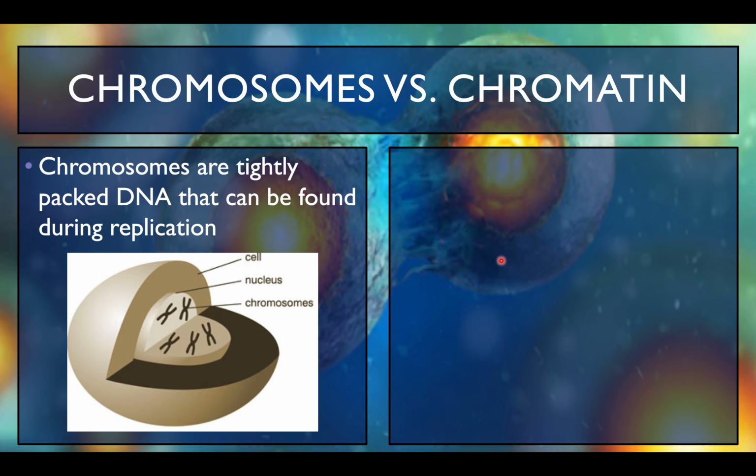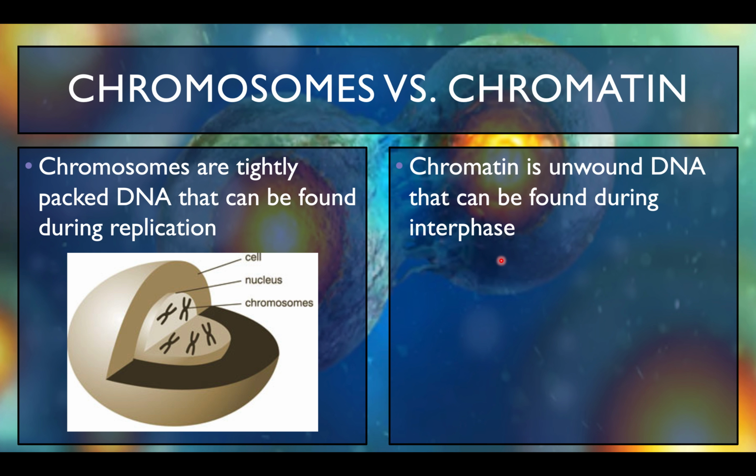And this is when you will have chromosomes. During replication, alright? When the cell is turning into two cells. That is when you're going to see chromosomes. When that is not happening, when the cell is not dividing, we are in a process that's called interphase. That is basically any time that the cell is not actively in mitosis. That is when you have chromatin.